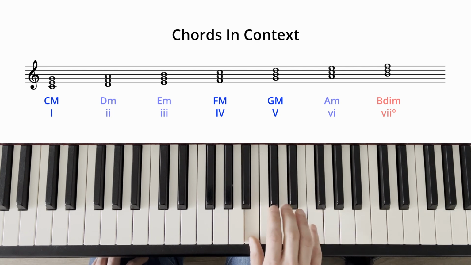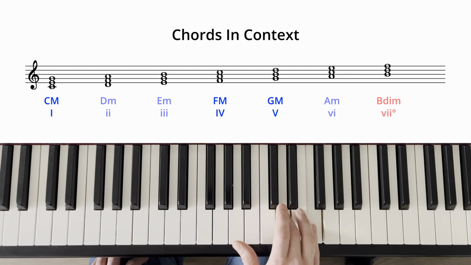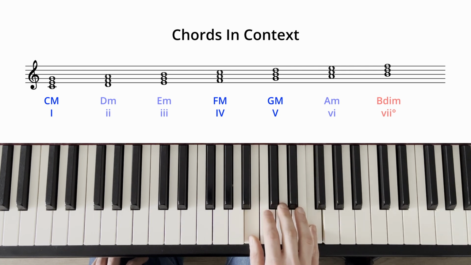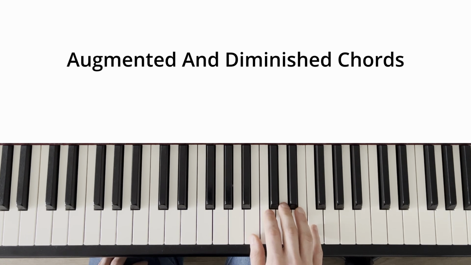If I start from B and go up to D, that's a minor third. But from there, D up to F is also a minor third. And the interval from B up to F is only a diminished fifth, not a perfect fifth. So this is neither a major chord nor a minor chord. This is probably a good time to talk about augmented and diminished chords.